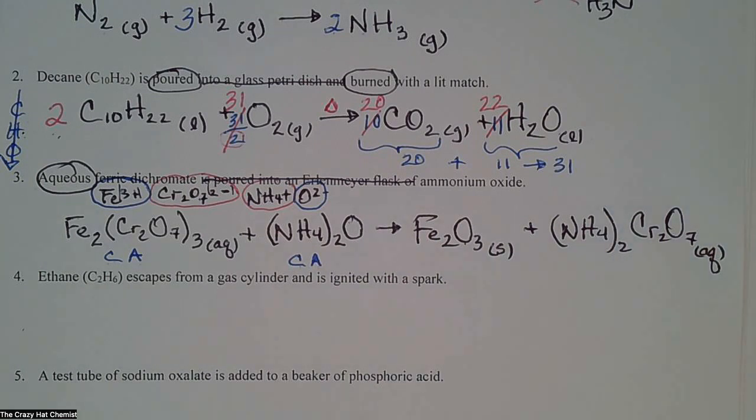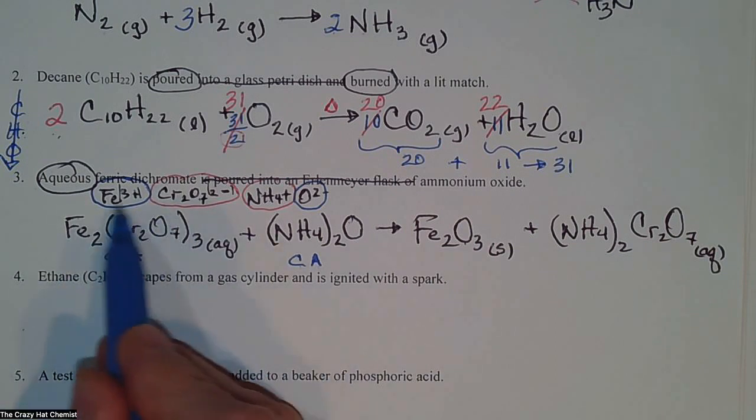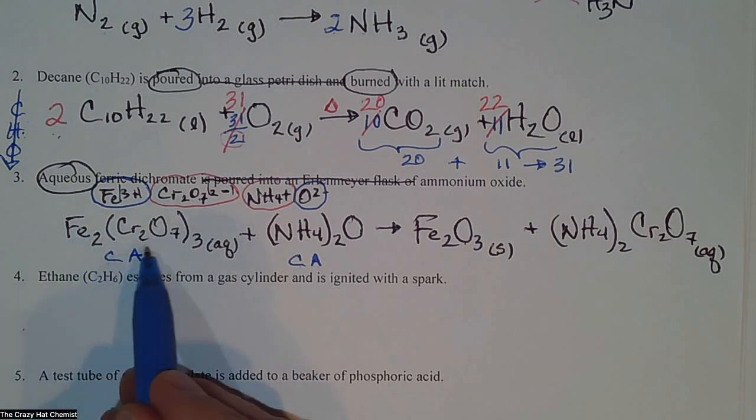Now what we're going to do is balance this. Our very first step in balancing is that we are looking for the most complex formula with the most unique number of elements that you can find. The most complex formula here is this first one, the ferric dichromate. So we're going to base everything on this one. We're going to start here.